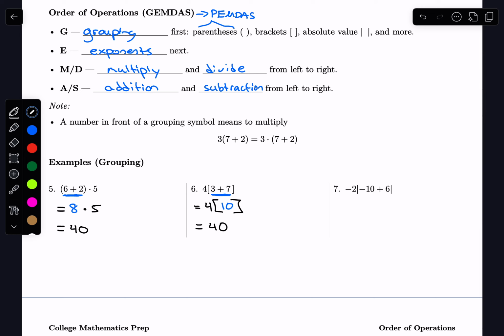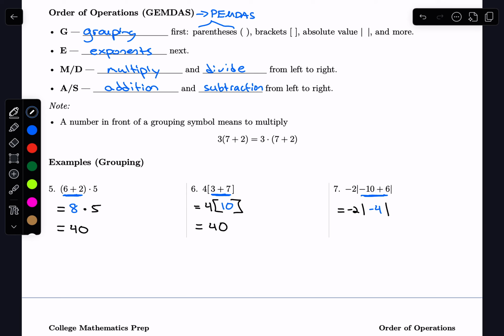Absolute value, we've talked about in the past, counts as a grouping symbol. So we're going to work out inside the absolute value first. -10 plus 6. Remember, when you have different signs, do big number minus small number. So 10 minus 6 is 4. But because the 10 is negative, and that's the bigger number, I'm going to put -4 inside here. So now we have -2 up against the absolute value of -4.